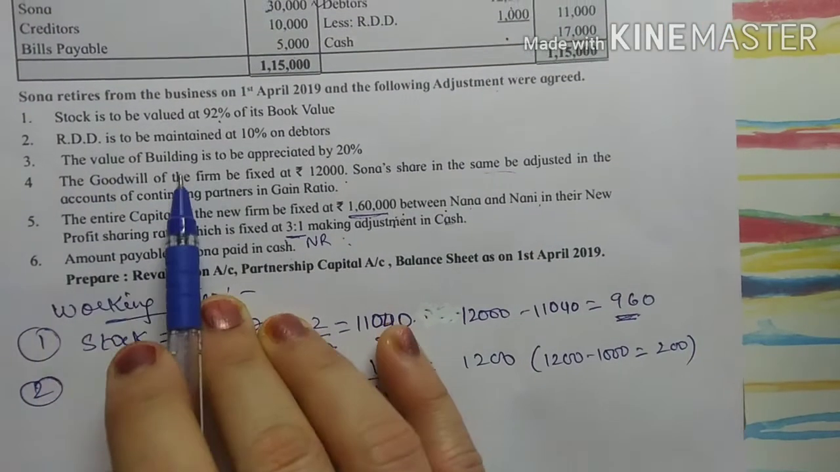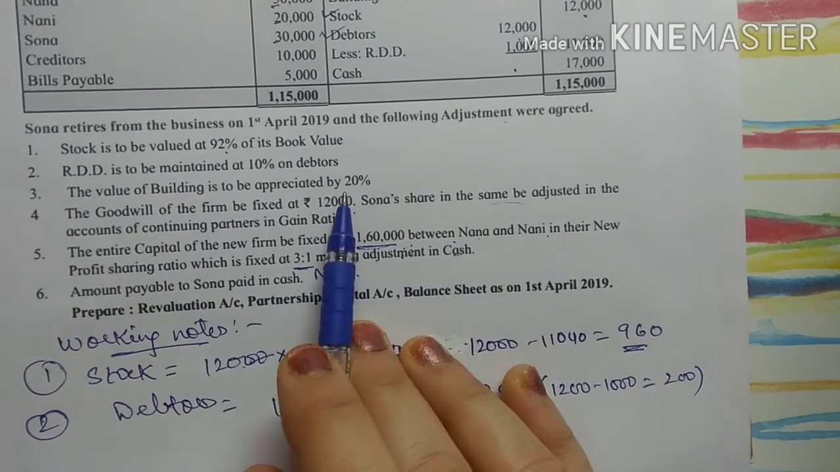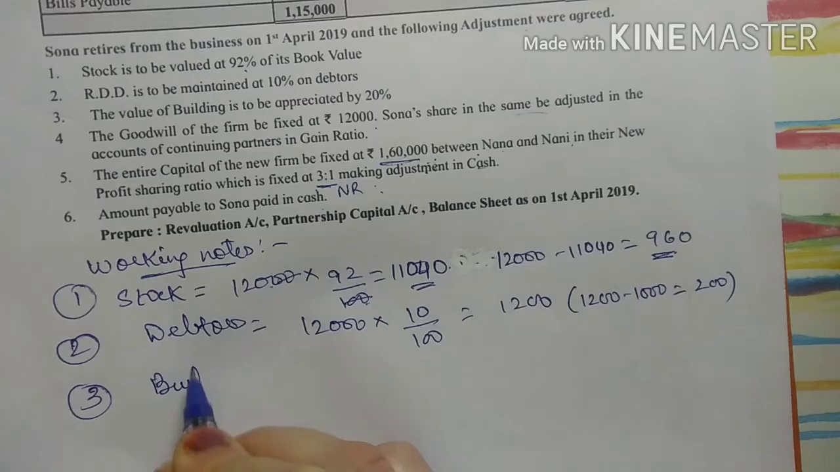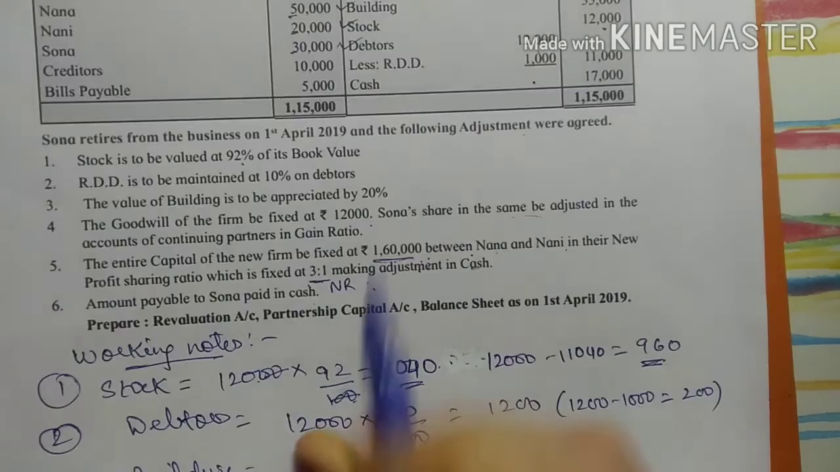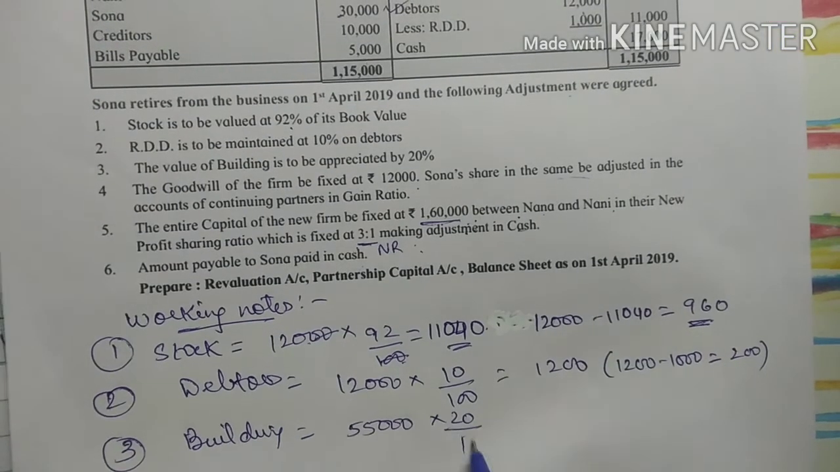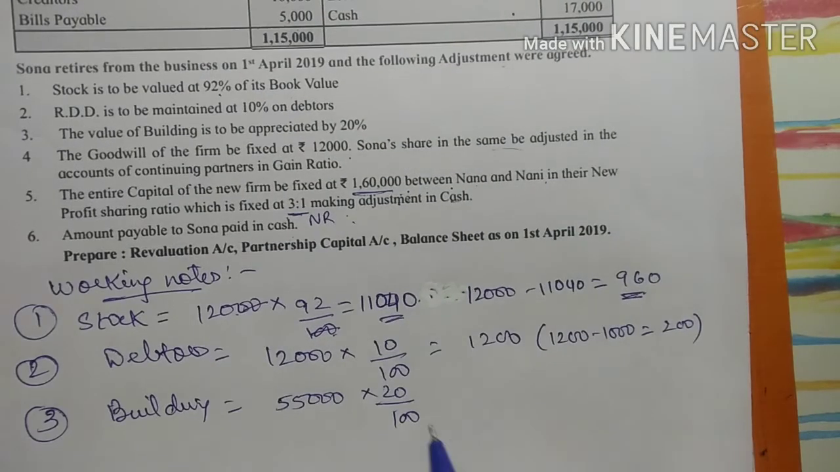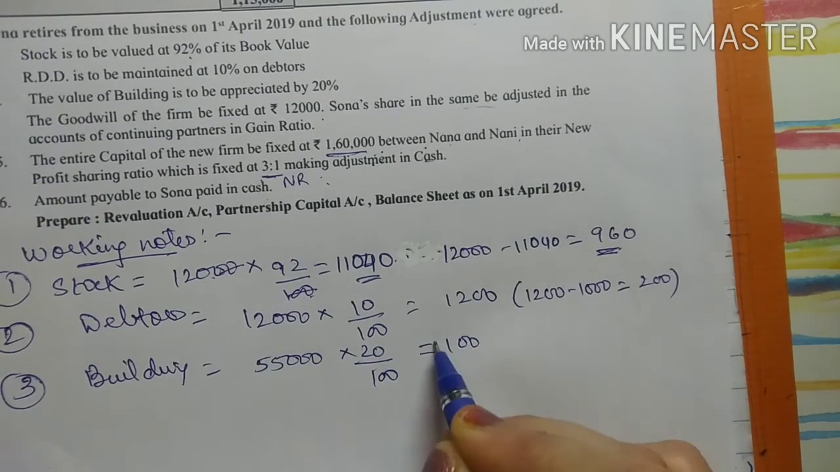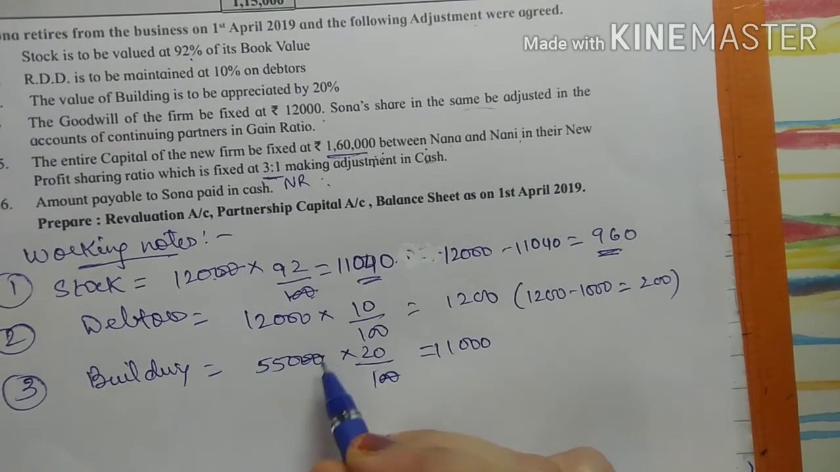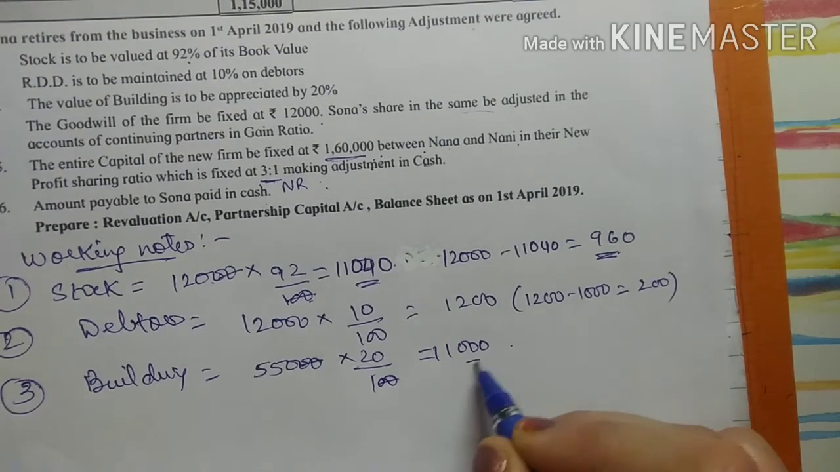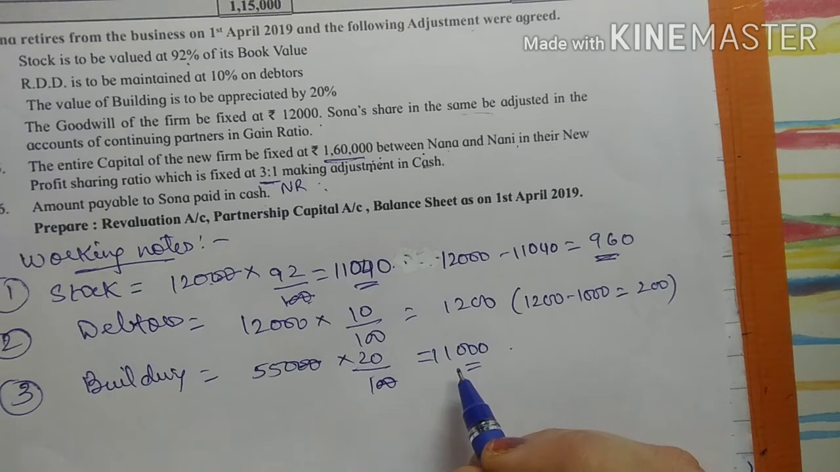Next adjustment, the value of building is to be appreciated by 20%. So in my working note, see the building, amount of building is 55,000, right? It has to be appreciated by 20%. So when I will calculate 20% amount, it will come to 11,000, right? Two zeros cancel, 55 into 2 is 110 and 20, right? So 11,000 it has been increased, right?